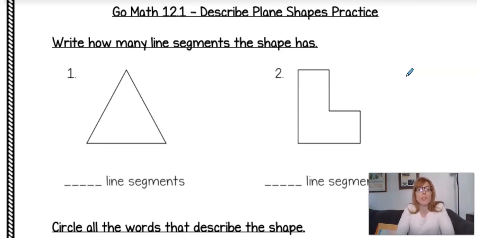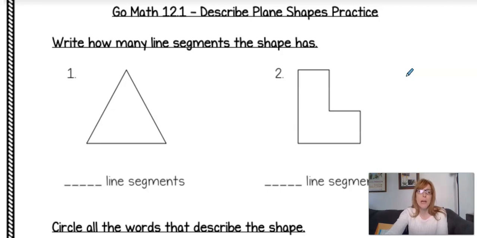So we are going to go over your Go Math Chapter 12 on geometry. We are going to start at Lesson 1 and go through Lesson 3. So what you're going to do is you're going to need a notebook and a pencil, and you are going to be writing down your answers as we go through this math lesson review.